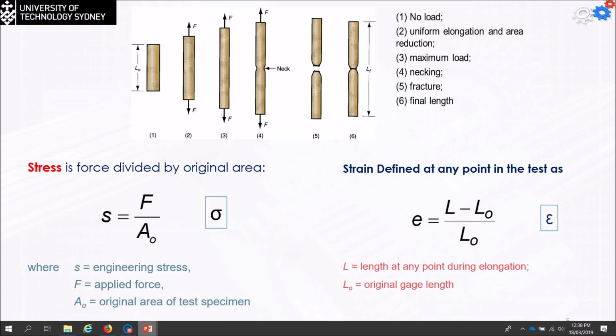For the strain, which we said is the proportional elongation of the material, simply the strain is equal to the final length, or any length during the process, minus the original length, divided by the original length. So what will be the unit in this case? The force is usually in Newtons divided by the area, which is in square meters. So the stress unit is Pascal. What will be the units for the strain?